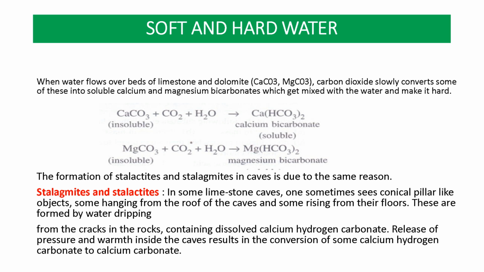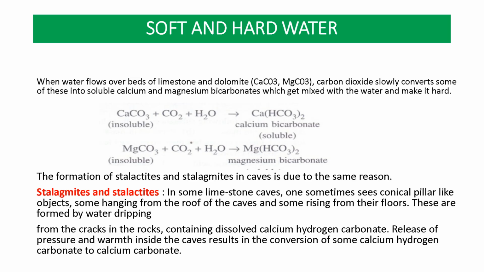So there is calcium carbonate plus carbon dioxide plus water. So what will make calcium bicarbonate? Then magnesium carbonate, carbon dioxide, water, magnesium bicarbonate. So this is the hardness of the water. How can we make the water hard, or how does the water become hard? So this is the chemical reaction which is going to happen.